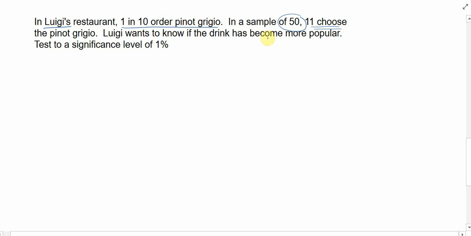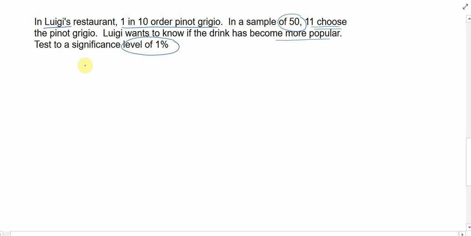And he wants to know whether the drink has become more popular. So there are obviously trends that happen all the time, and if you're in a restaurant, you don't want to miss out on these trends. So he wants to know, very simply, is it more popular? He's only going to make changes if the chance or the result of this happening is significant, and he's going to look at the significance level of 1%, so really, really rare.